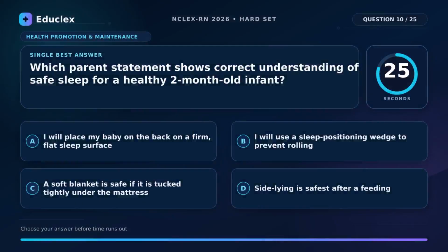Question 10. Which parent statement shows correct understanding of safe sleep for a healthy 2-month-old infant? Here are the options. Option A. I will place my baby on the back on a firm, flat sleep surface.